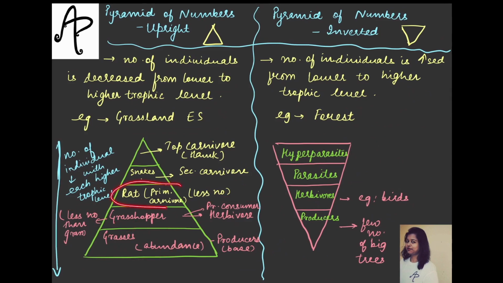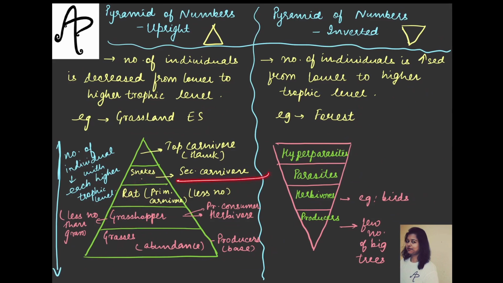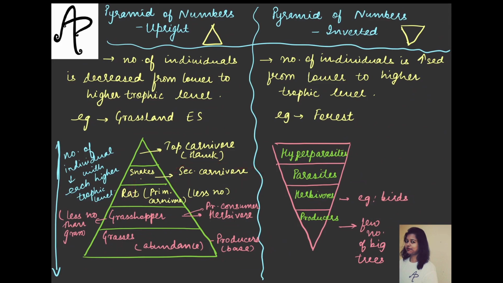Then you will have the primary carnivore or the consumer rat. So rat will eat the grasshopper, so it will be again lesser in number as compared to the grasshopper. Then the snakes will be lesser in number to the rat and it will be a secondary carnivore and it will eat the rat. And then at the top you will have the top carnivore, which is hawk, which will eat the snakes. So what we are seeing in this, that with each higher trophic level, the number of individuals is decreasing, and that is why we have an upright one, that the base will have the highest and then it will keep on decreasing.